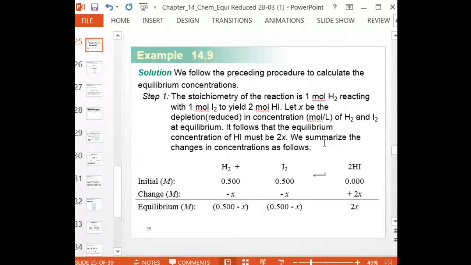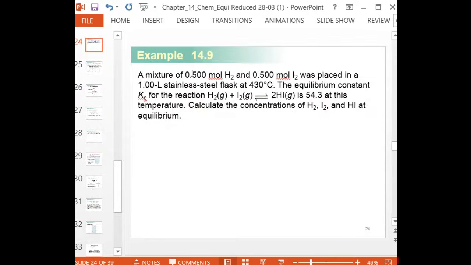So this is the ICE table, I told you. Where do you get 0.5 from? 0.5 is in the question. Read the question, it is written here very clear. Kc is given as 54.3 for this reaction, and this is per liter. So the concentration will be the same, because you will not divide anything. Divide by 1 mole per liter.